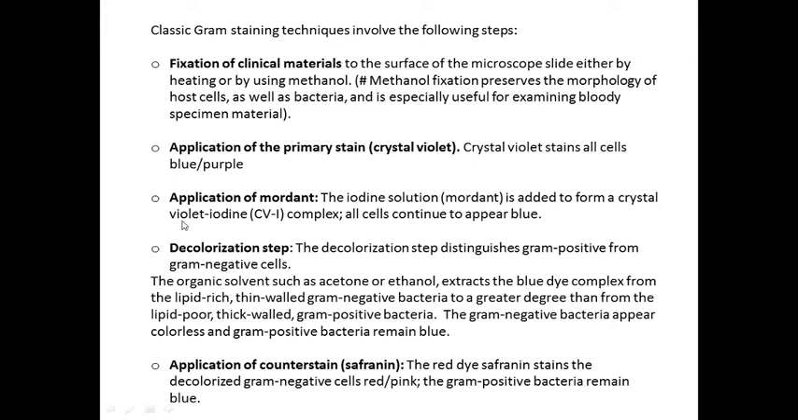Then the next step is the application of the mordant. Mordant enhances the color effect. There are different types of mordants used in different types of staining. In gram staining, we use the gram's iodine. When we add the gram's iodine, it forms a crystal violet iodine complex, that is the CVI complex, in the cell wall, and so the cells appear blue or purple. So this CVI complex is formed in the cell wall of both gram positive as well as gram negative.